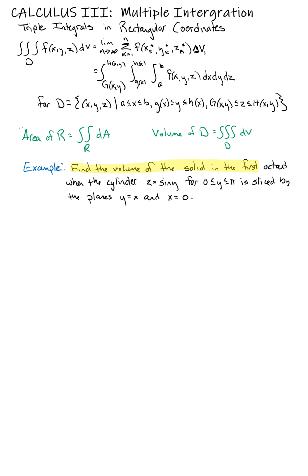Let's find the volume of the solid in the first octant under the cylinder z is equal to sine of y for y between 0 and pi inclusive, when this cylinder is sliced by the planes y equal to x and x equal to 0. All right, you'll notice in this case I don't have a function f. So I am simply looking at finding the volume of that region D. So we're looking at the volume V is the triple integral over D dV.